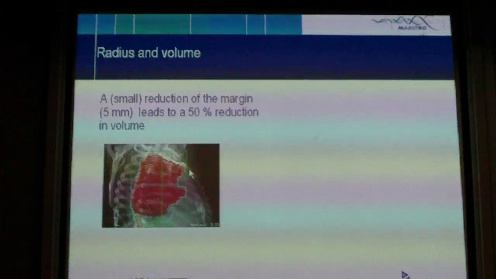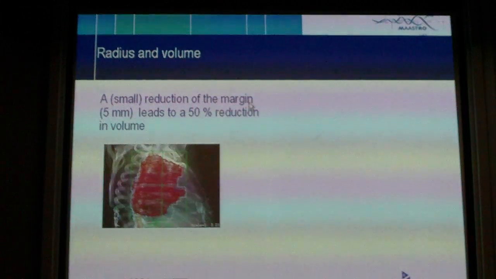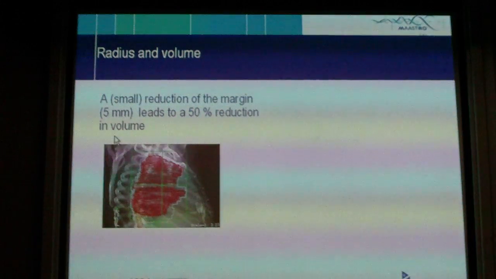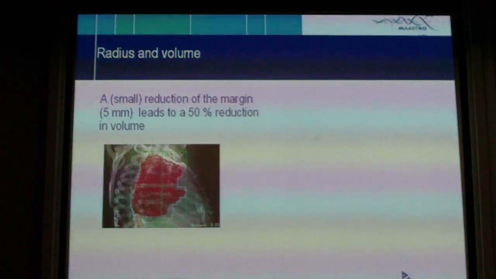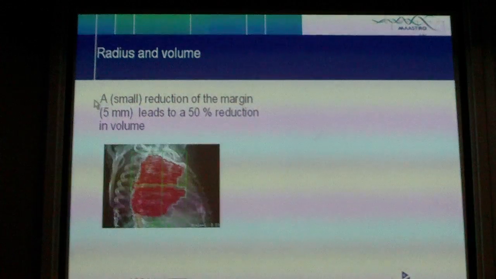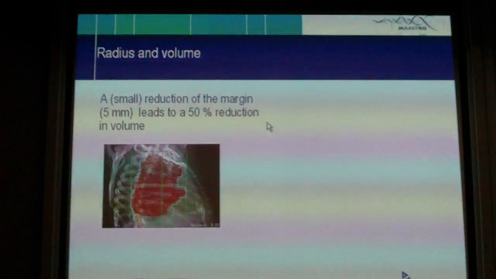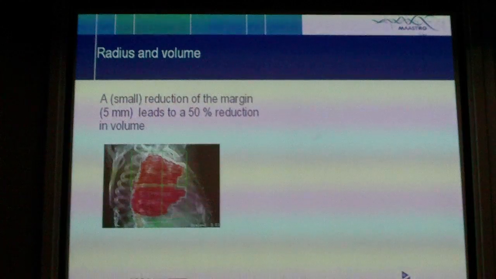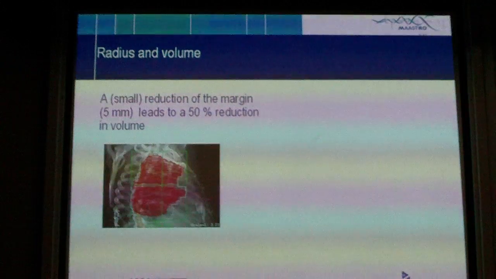Another way to irradiate better is usually when you have a target, we use a margin of 5 millimeters to guarantee that all micro tumor cells or only cells will also be irradiated. So you can reduce this margin from 5 millimeters to a lower margin, let's say 2 millimeters. And in essence, this leads to a reduction of 50% of the irradiated volume.